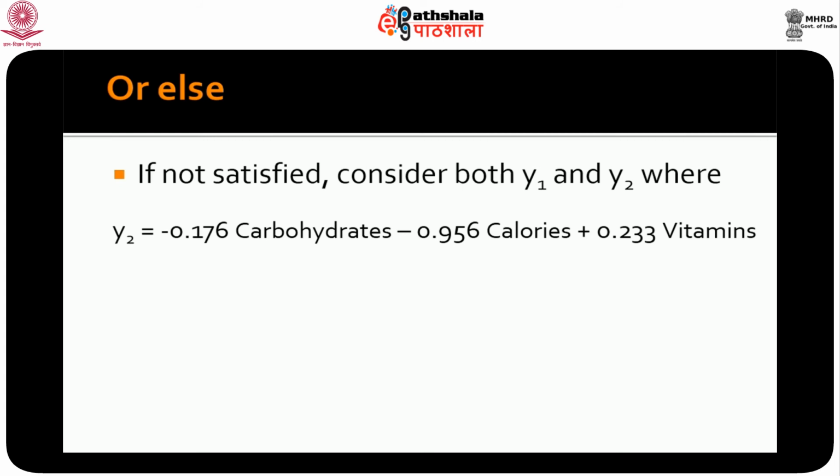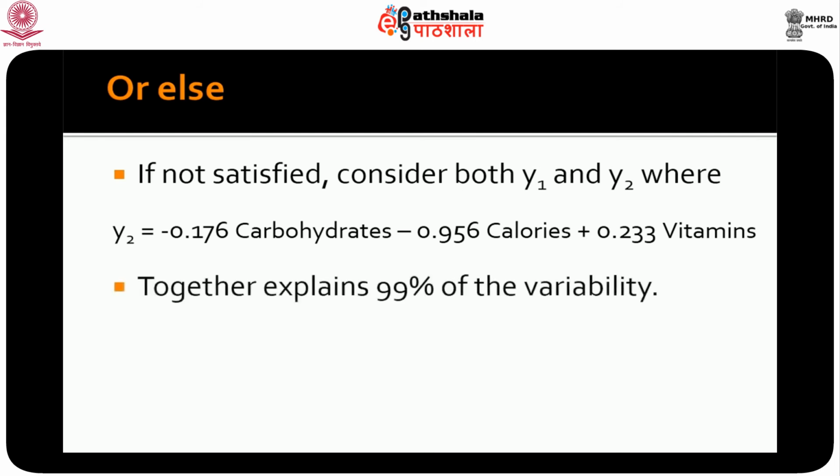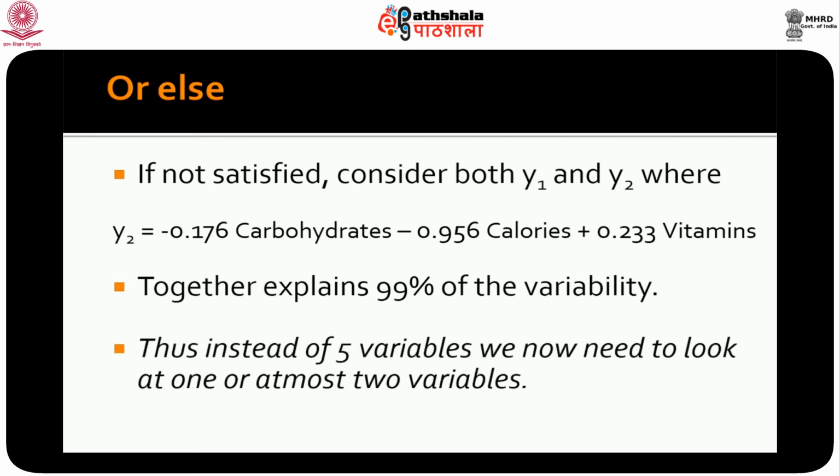So, now y1 and y2 are the first 2 variables, and together they explain 99% of the variability. We need not go further, because almost the whole of the variability has now been explained. Instead of x1, x2, x3, x4, x5, now we can work with only 2 variables y1 and y2 without losing too much information, and these are the 2 formulas which give us y1, y2 from the x's.